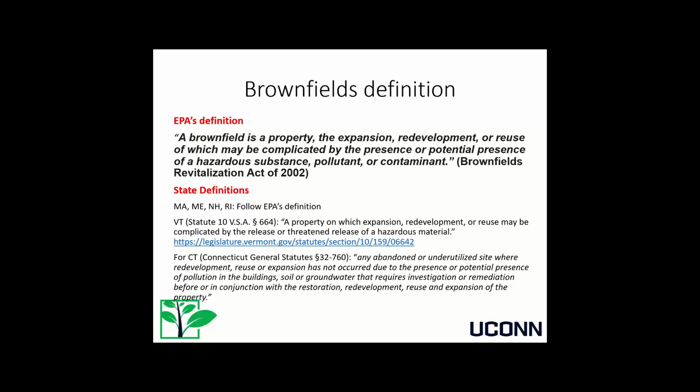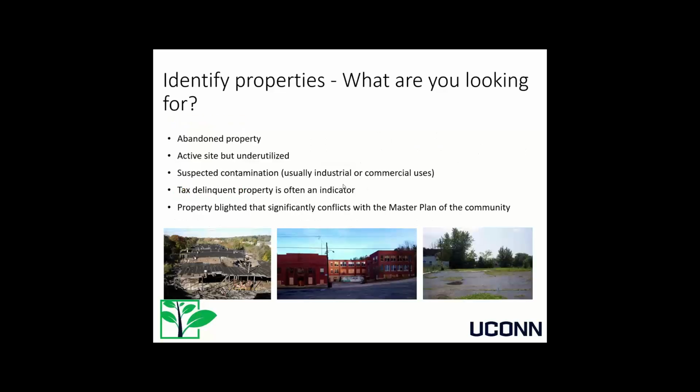Within New England, only 2 states have specific definitions for brownfield sites, and those are Vermont and Connecticut. The other states, Massachusetts, Maine, New Hampshire, Rhode Island, do follow the EPA's definition. But basically, the concept is the same. The definition outlines a site that could be abandoned or underutilized, where there is contamination or potential presence of contamination. So those are the key considerations you have to start thinking about when identifying properties as brownfields.